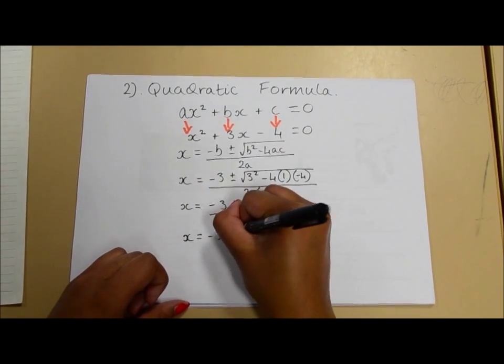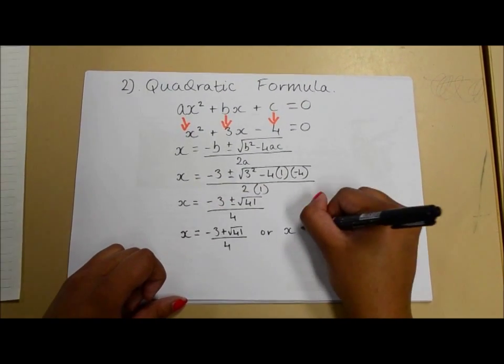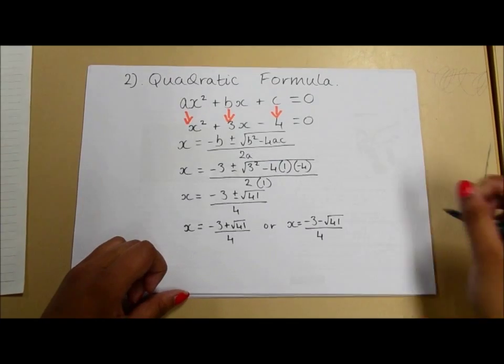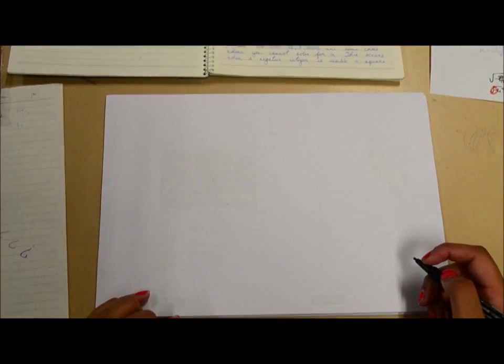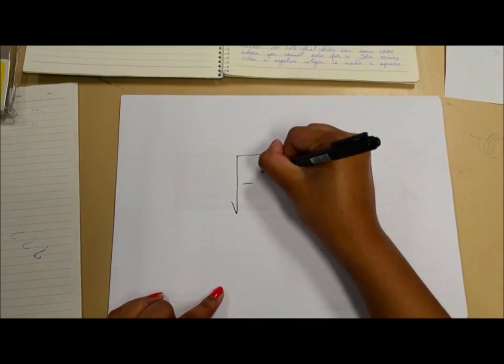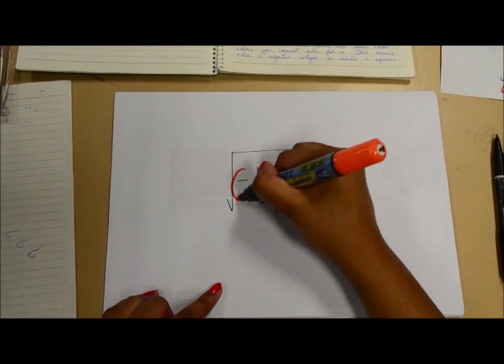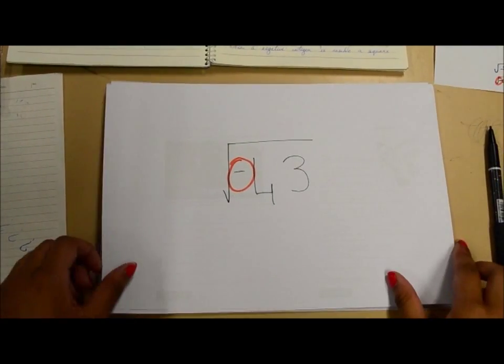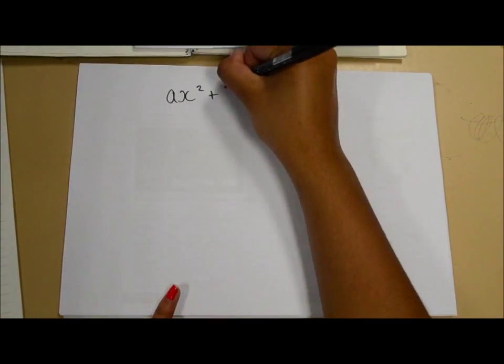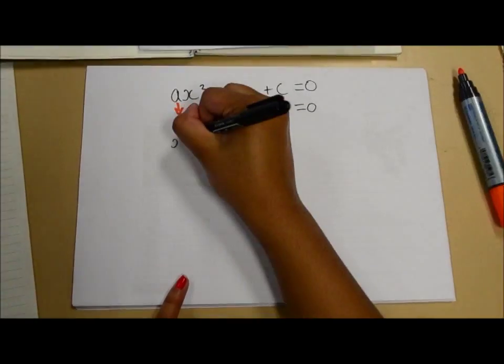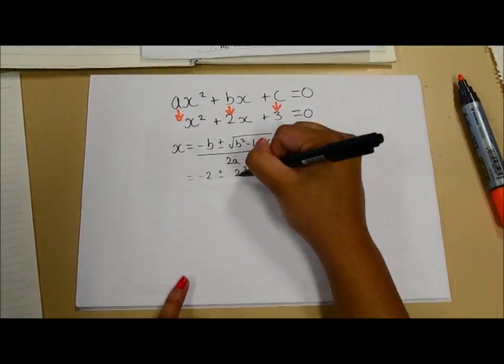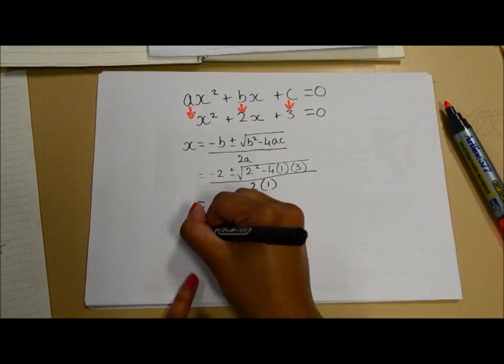Now that you know how to solve for x by completing the square and using the quadratic formula, you are now able to do your maths homework with ease. However, do note that there are some cases where you cannot solve for x. This occurs when a negative integer is inside a square root. In this case, simply write no solution as your answer. Example, x squared plus 2x plus 3 equals 0.